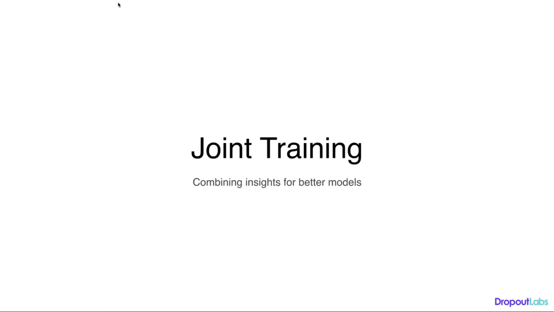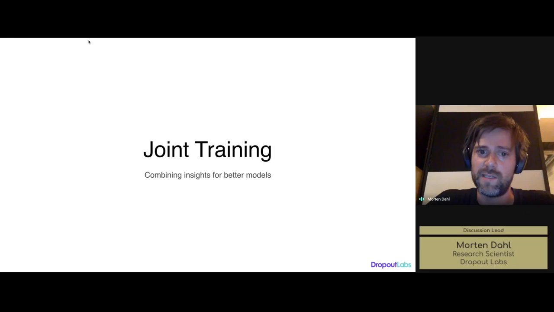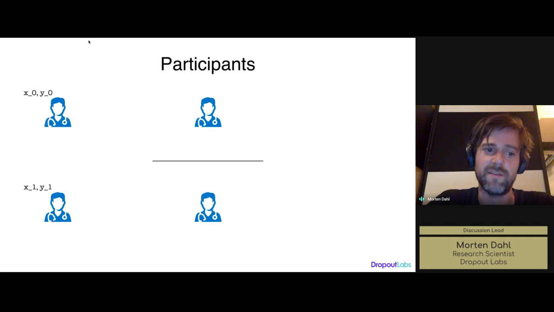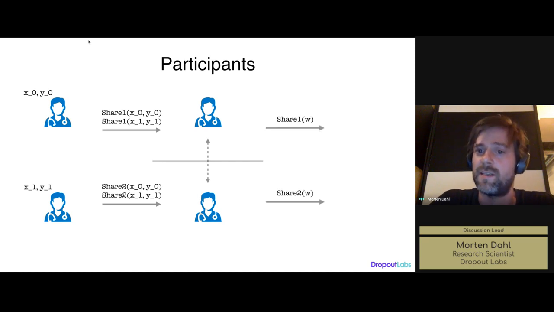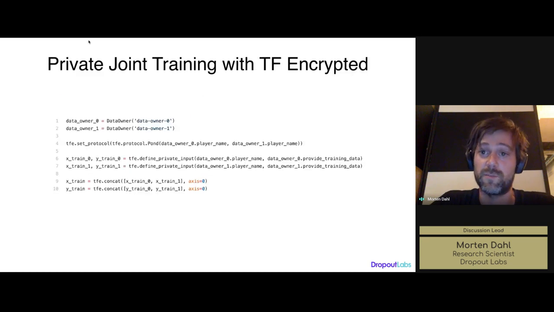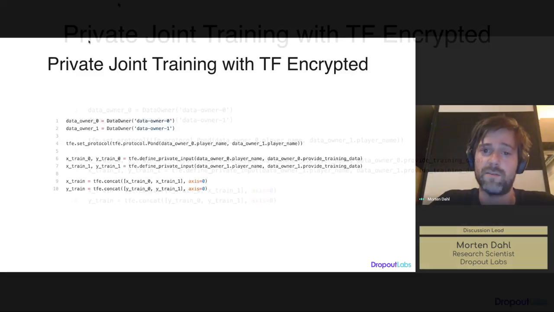Okay, we can also do joint training. So we can take the data from several parties and we can say we want to now train on the joint data set. So we might have the situation where several data owners go together. They each have part of the training data. They now essentially swap shares of the training data. Then they run an interactive process of actually doing the training, and they end up with shares of the weights. If we want to express this using TF-Encrypted, it's also very easy.